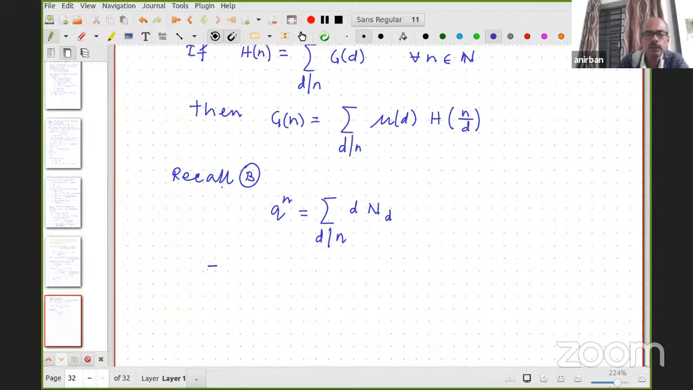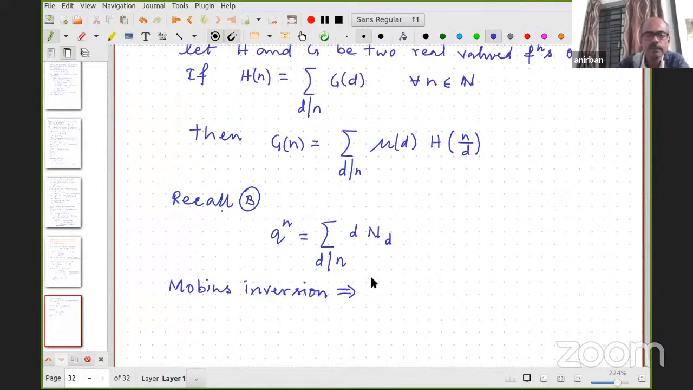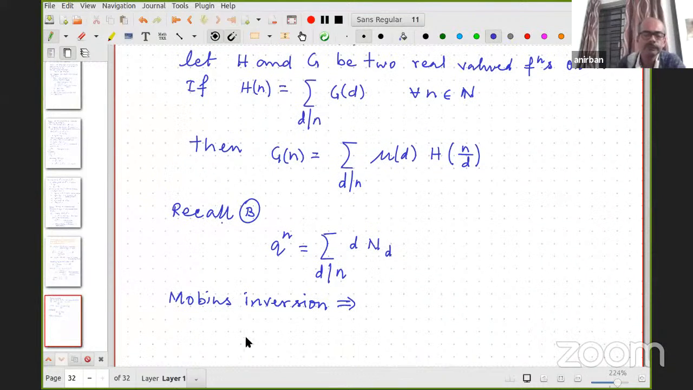So now use Mobius inversion. Mobius inversion would give you, so you can write it in another way. So now, say n, so that you can do for any n.